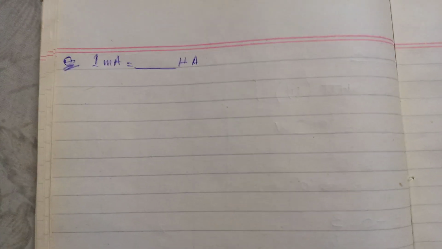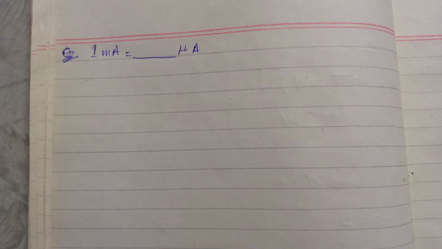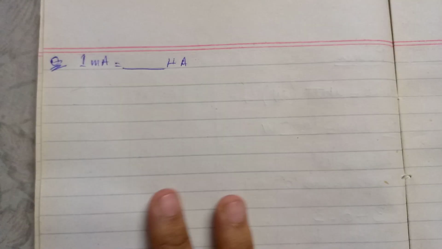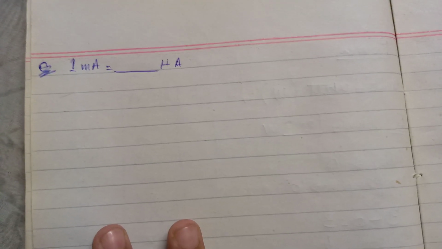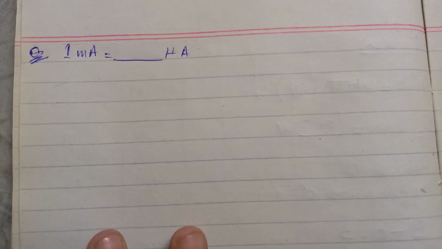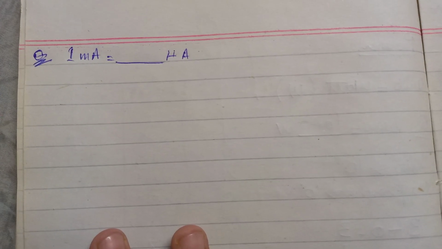Dear students, solve another example. In this question, we are converting 1 milliampere into how many microamperes? Remember, the unit for current is ampere. The SI unit, standard unit of current, is ampere. 1 milliampere is equal to how many microamperes?